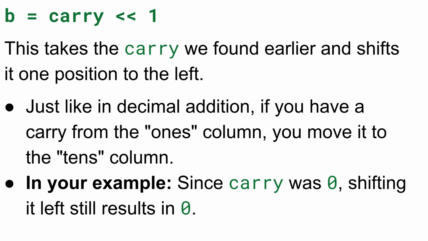b equals carry shifted left by 1. This takes the carry we found earlier and shifts it one position to the left. Just like in decimal addition, if you have a carry from the ones column, you move it to the tens column. In your example, since carry was 0, shifting it left still results in 0.